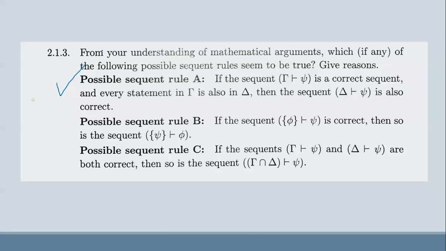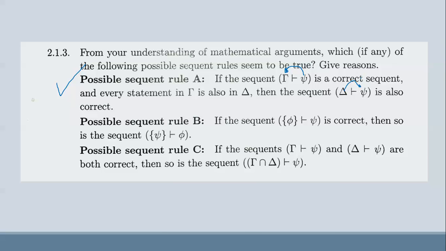And the reason I'm going to say that is because what it means to be a correct sequent is for all the undischarged assumptions necessary for psi to be in gamma, right? So gamma has all the undischarged assumptions it needs to entail psi. So if it has all those undischarged assumptions, and delta also has everything that's in there, which includes all the undischarged assumptions needed for psi, then delta also has all the undischarged assumptions needed for psi, right? So delta also would entail psi.